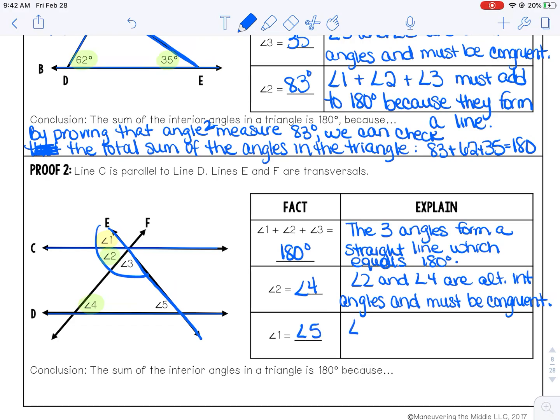And the reason why is because angle 1 and angle 5 are corresponding. And we know that corresponding angles must be congruent.